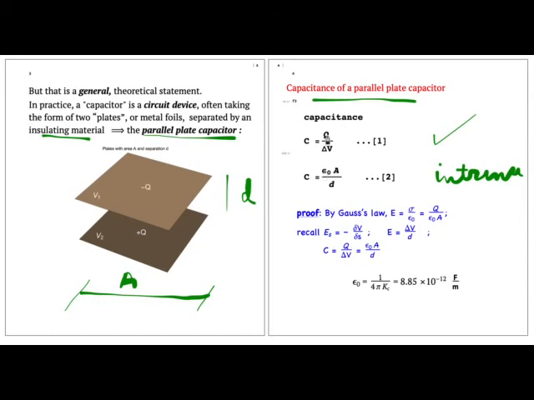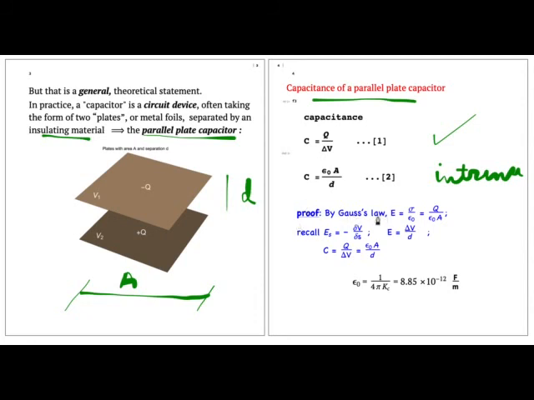Now this is the definition. This is the case of parallel plates. Of course, if I had not parallel plates but two spheres, the capacitance would not be given by this equation. This is the equation for parallel plates. And now let's prove it's correct. We have to prove it from the definition.